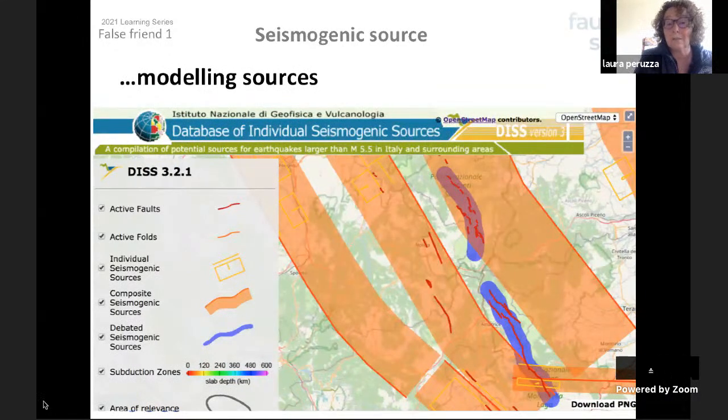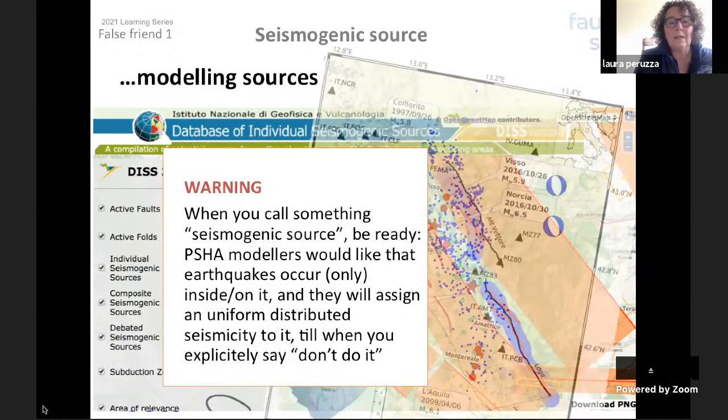For example, this is the database of the individual seismogenic sources for the same area that define composite seismogenic sources with different orientation, different elongation. No matter how we define the source, we have to write what we call seismogenic sources. Be ready: probably models of seismic hazard assume that earthquakes occur on that, inside, on top of them, only on that. And probably they will assign a uniformly distributed seismicity to it, until you explicitly say, please don't do that, treat the sources in a different way.